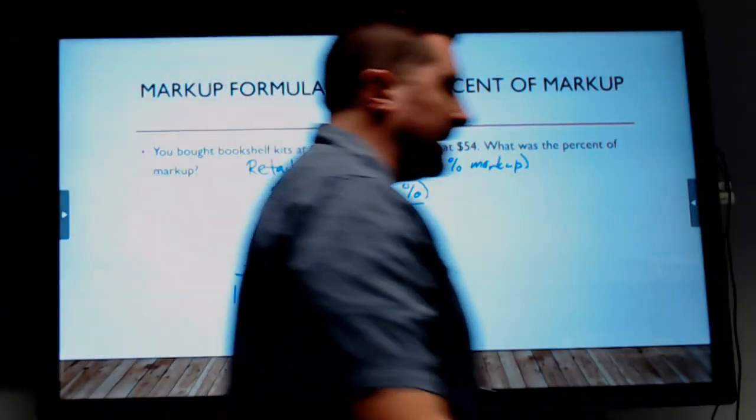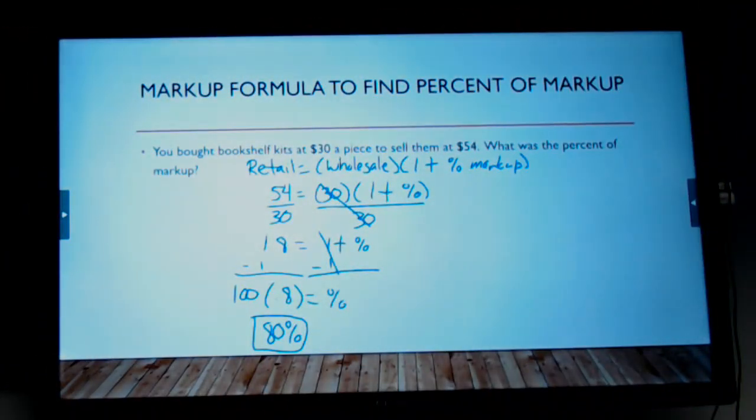Now, look at it like this. When it's less than 100, it's easy to rationalize. Let's say that the percent markup was actually 100%. If the markup was 100%, that means you're doubling your price, or you're doubling your cost, right? Because 100% of 30 is 30, you would add it back. Well, if it was 100%, then the retail price would be $60, right? You double it. So since 80 is less than 100 and 54 is less than 60, you're in the clear.